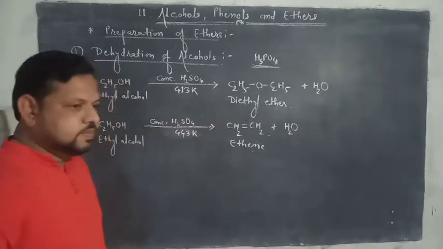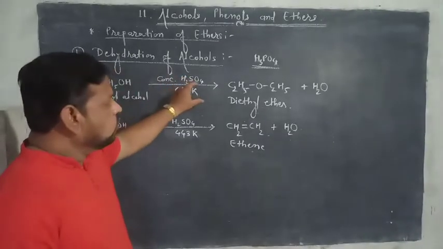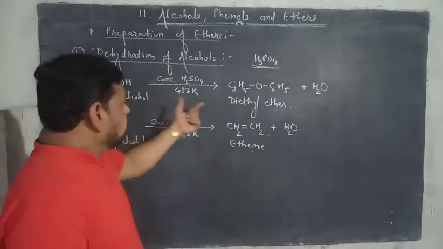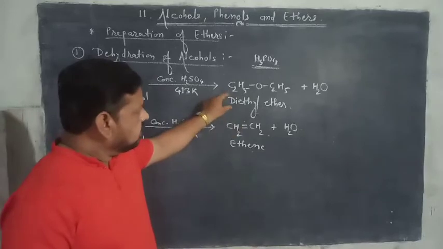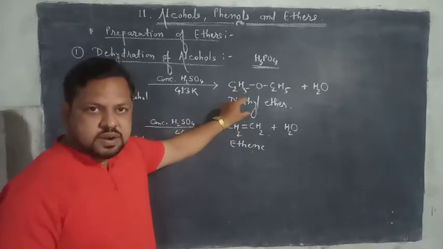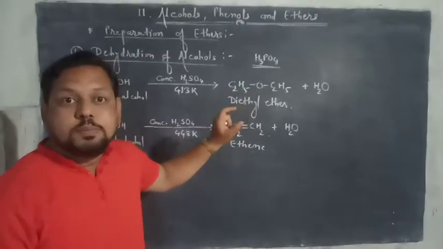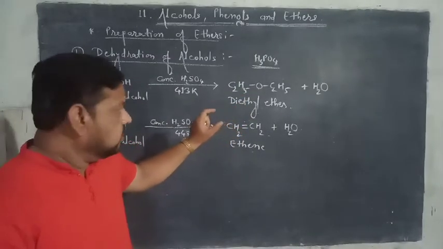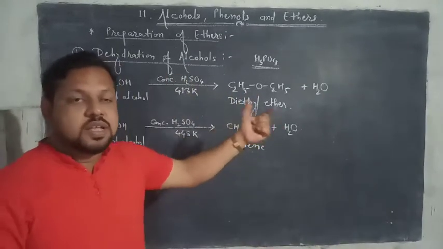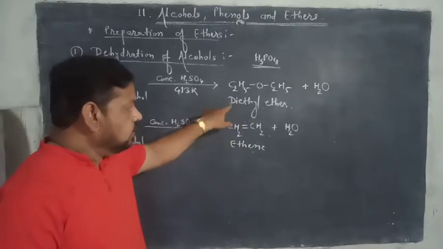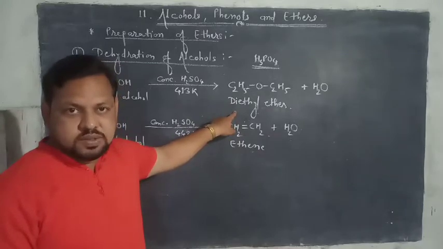In this dehydration of alcohol, it gives only symmetrical or simple ether. See, here is the example of diethyl ether. It is the symmetrical ether, but it does not give the mixed ether or unsymmetrical ether, that means ethyl methyl ether. This reaction gives only symmetrical or simple ether.